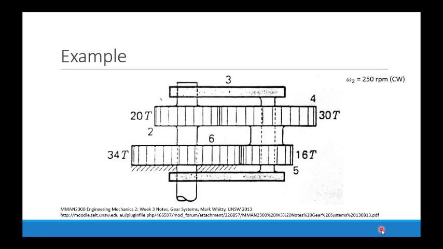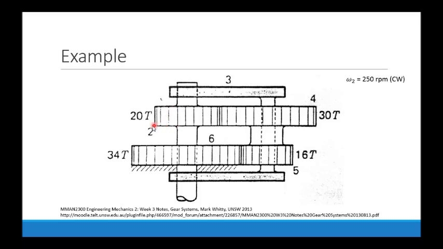Let's take a look at an example. This example is taken from the Engineering Mechanics 2 lecture notes. We have 4 gears and a carrier labeled 3. The fixed shaft is our reference frame, and we have gear 2, which is free to rotate about this fixed shaft.